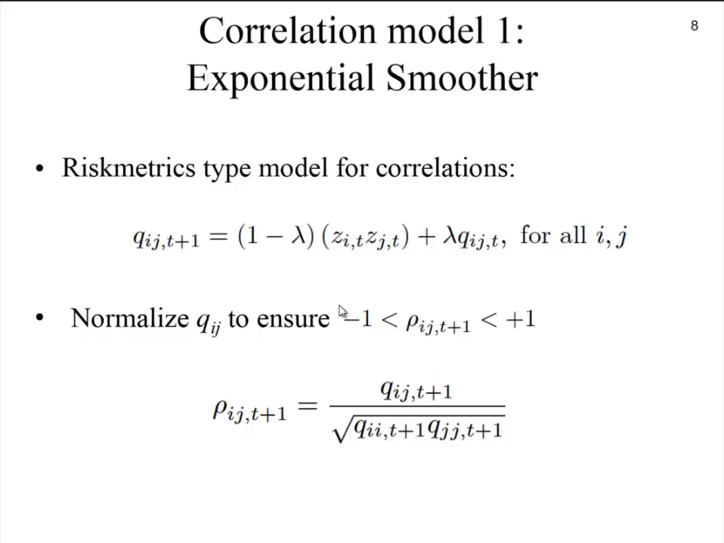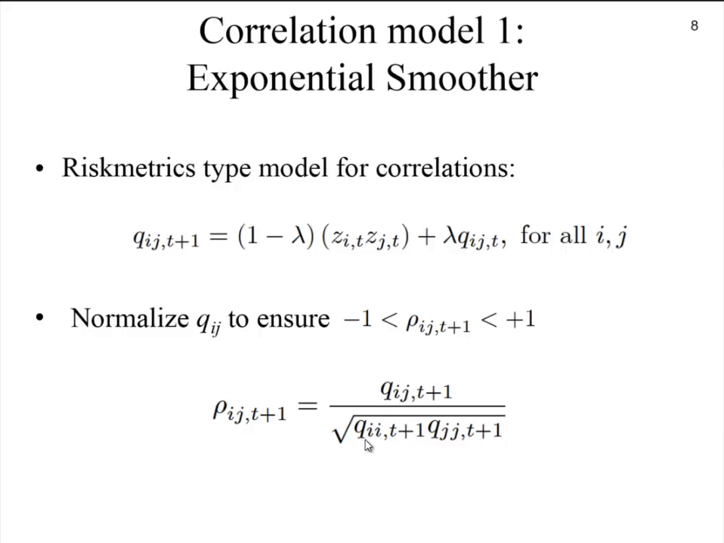The first correlation model that we're going to cover is the exponential smoother. This model is equivalent to the RiskMetrics model for variances. It models the variable Qij, which is a pseudo correlation. Qij for tomorrow is a function of lambda and the multiplication of the standardized returns i and j and the previous day Qij. Qij is not the correlation itself since it can take values above 1 or below -1. Therefore, we need to normalize this Qij variable to obtain a correlation that is between -1 and +1. This is the formula of the normalization.